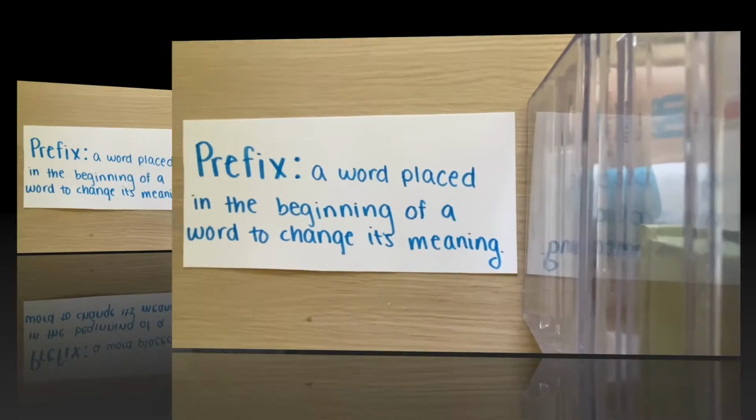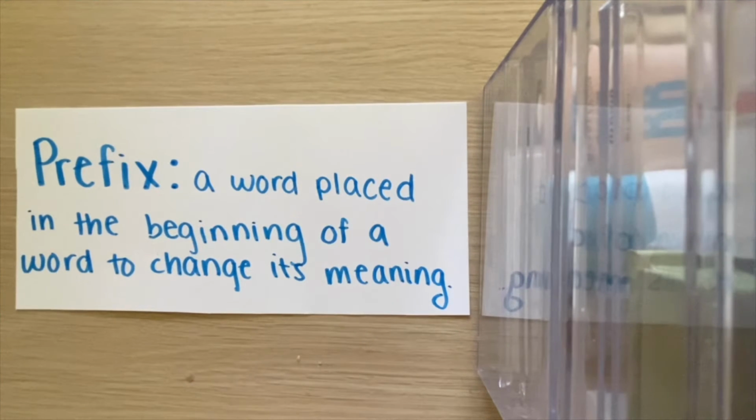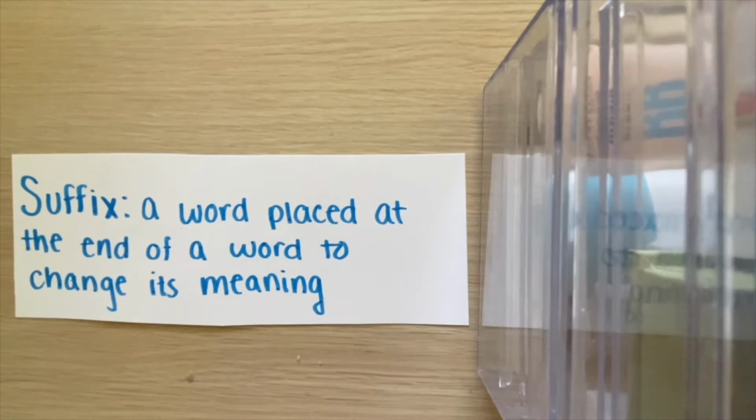Let's begin. The first definition is prefix. A prefix is a word placed in the beginning of a word to change its meaning. The second definition is suffix. A suffix is a word placed at the end of a word to change its meaning. We are now going to go into depth on how we can use prefixes and suffixes to change words we may already know or how to break down words with them if we are unsure of the word.